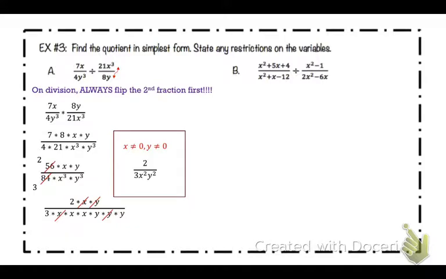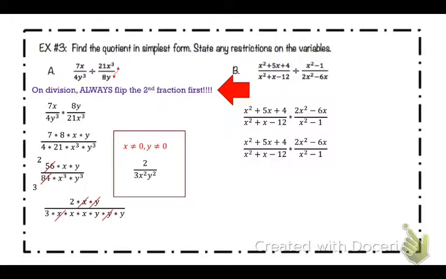Okay, let's look at B now. So first again, you always start by flipping the second fraction first. So that becomes 2x squared minus 6x over x squared minus 1. Now I'm going to factor the bottoms. So x squared plus x minus 12 factors to x plus 4, x minus 3. x squared minus 1, that's the difference of squares, so that factors to x plus 1, x minus 1. Okay, now I need to state my restrictions. So x cannot equal negative 4, positive 3, negative 1, or positive 1.